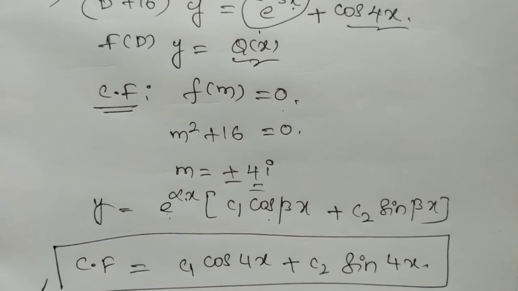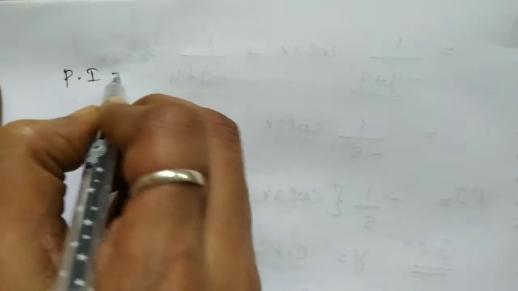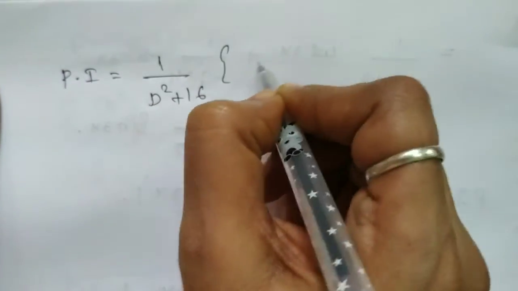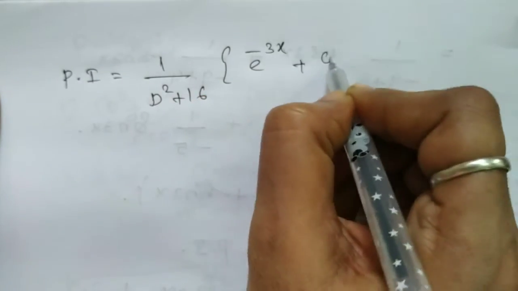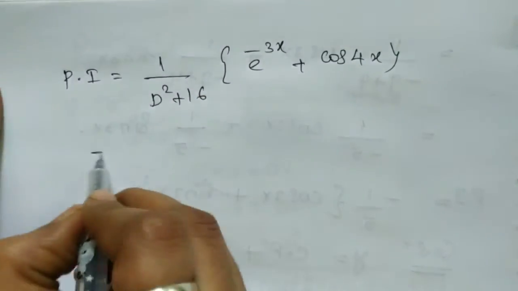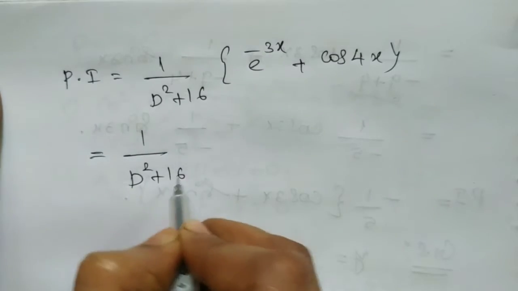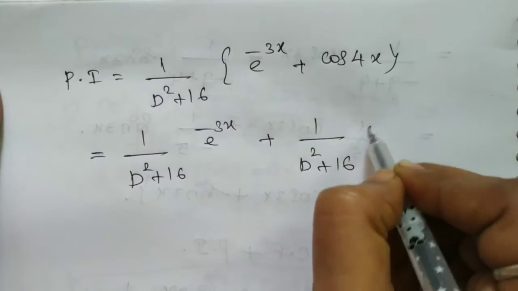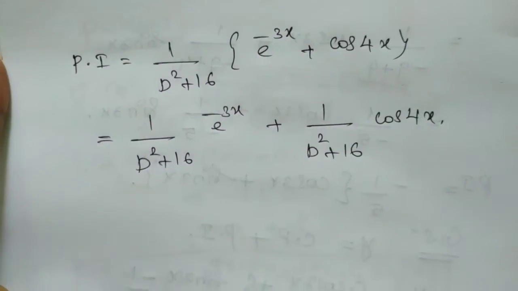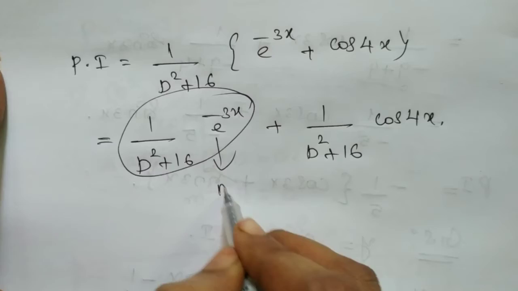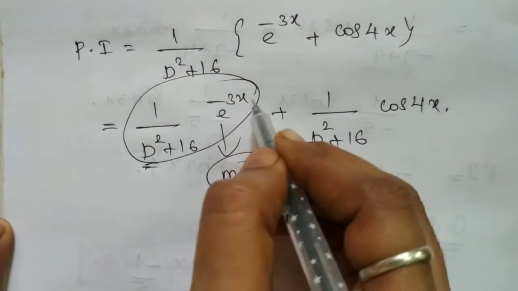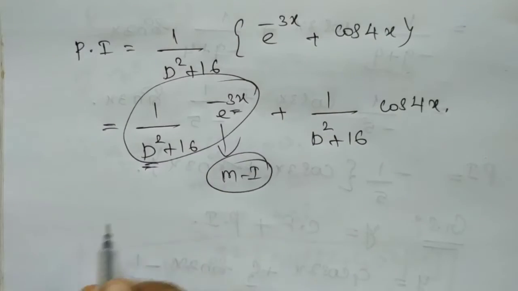So moving to particular integral. To find particular integral, that is 1 by f of D. So that is 1 by (d square plus 16) into (e power minus 3x plus cos 4x). So therefore 1 by (d square plus 16) e power minus 3x plus 1 by (d square plus 16) cos 4x. So this belongs to method 1. So what is method 1? Substituting in place of D equal to a. So here a equal to minus 3.